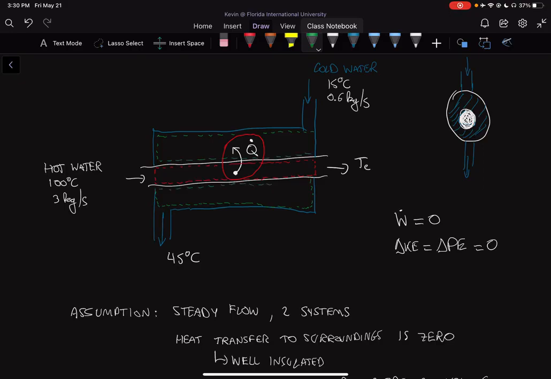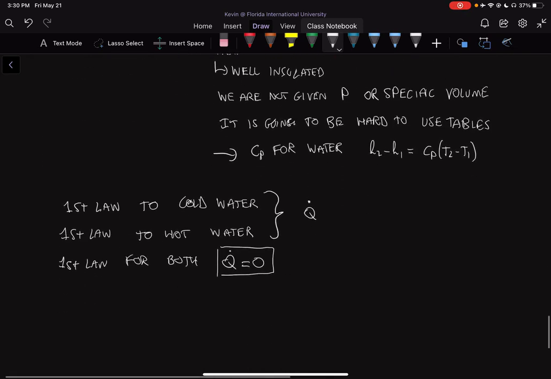So which side are we going to use in order to find Q? Well, we can choose either side, but a rule of thumb is if you have more information on one side than the other, which we do on the cold side, then we want to start by doing the first law on the cold side first. So we want to use the first law on the side that has the most information. Because if we started on the hot water side, we're not going to have enough information in order to find our Q dot, essentially.